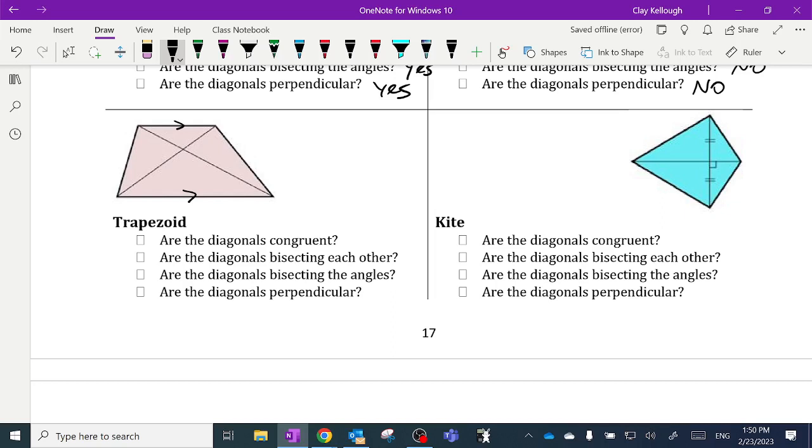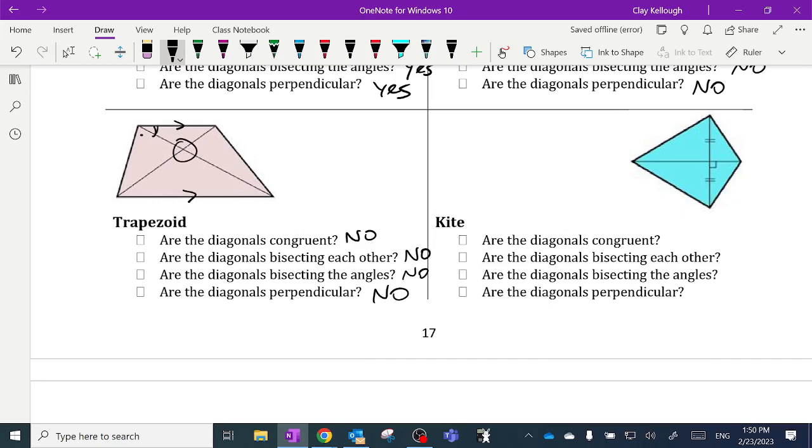So, are the diagonals congruent? They don't have to be. Are they bisecting each other? Not even close in that picture. Are they bisecting the angles? Well, it looks kind of close in the bottom, but definitely up here that angle is bigger than that one. So, nope. And are the diagonals perpendicular? Do these look like right angles to you? That one's all no's. Okay.